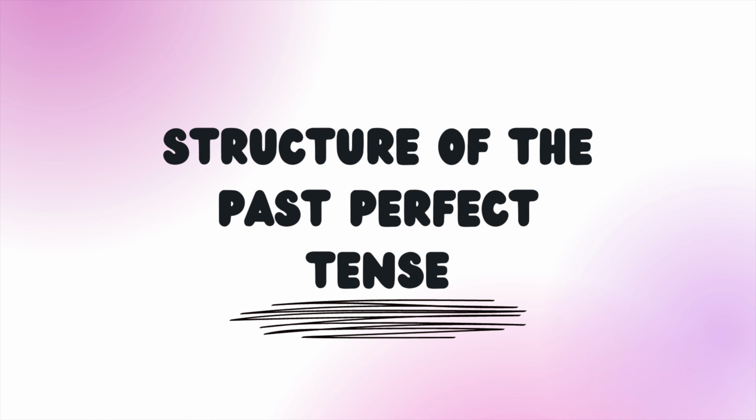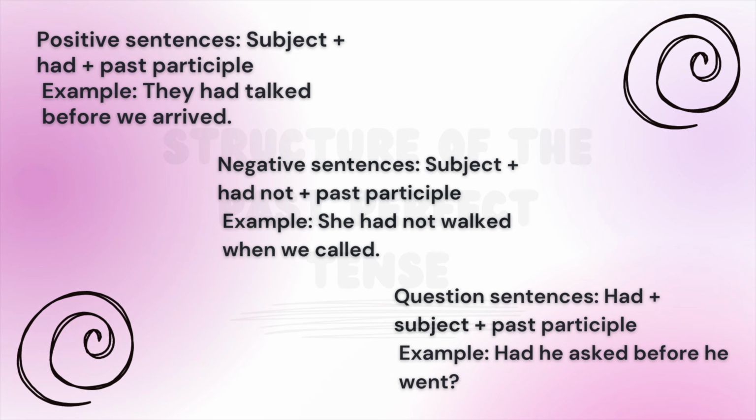Looking at the structure of the past perfect tense. For positive sentences, subject plus had plus past participle. For example, they had talked before we arrived. For negative sentences, subject plus had not plus past participle. For example, she had not walked when we called. And question sentences, had plus subject plus past participle. For example, had he asked before he went?